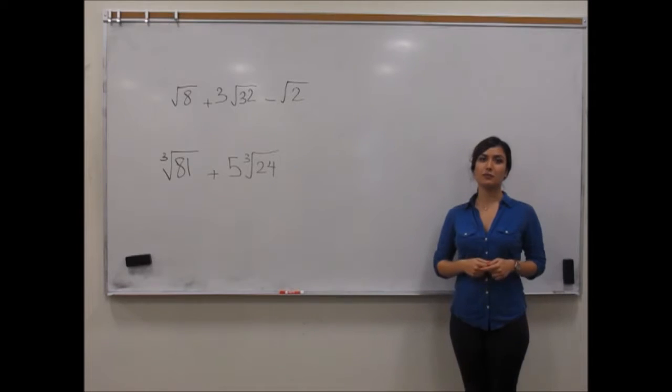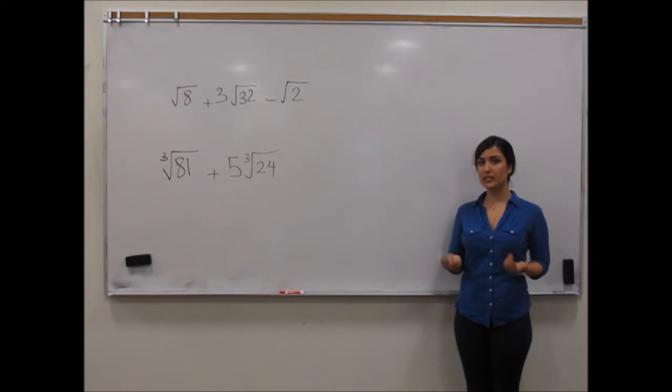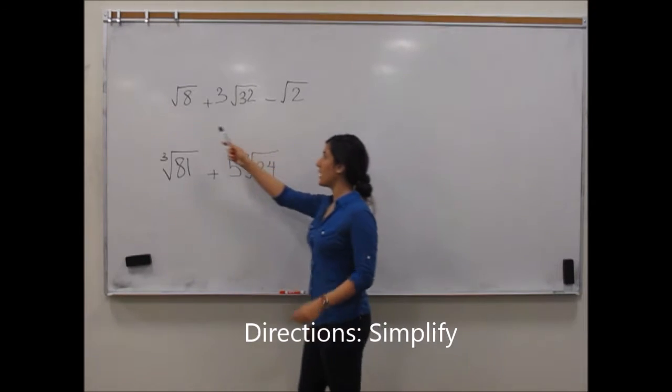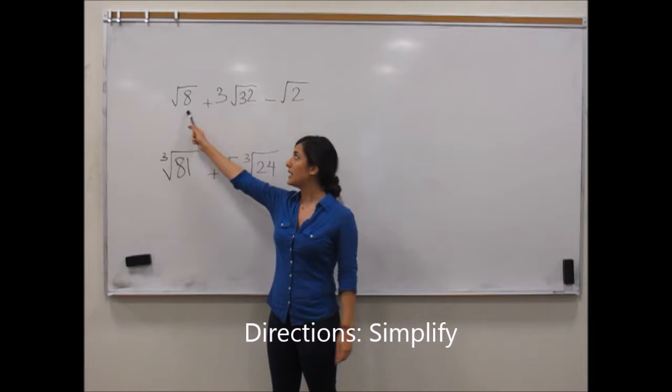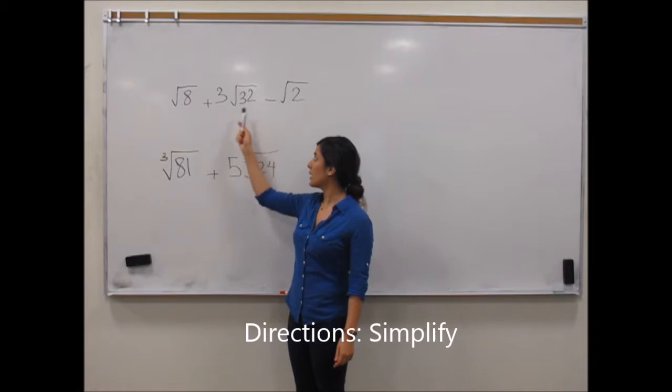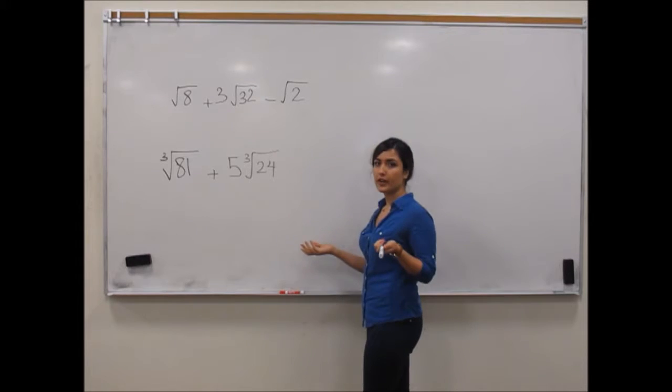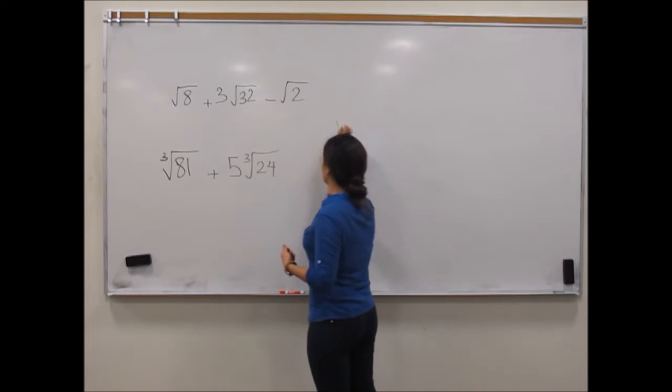The previous examples that we did were easy because we didn't need to simplify anything. But there will be times that the radical parts are not the same. But if we try to simplify them, we will end up with radicals that are the same and we can combine them. Let's take a look at these two examples. For the first one, I have rad 8 plus 3 times rad 32 minus rad 2. Let's try to simplify the radicals first.